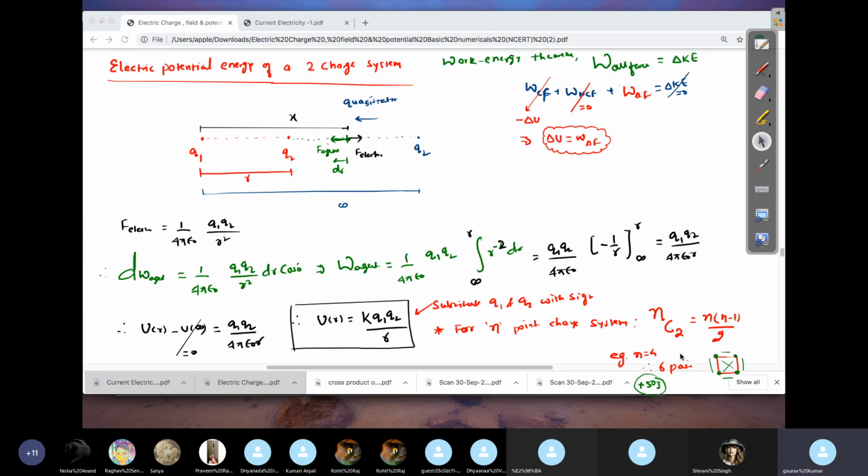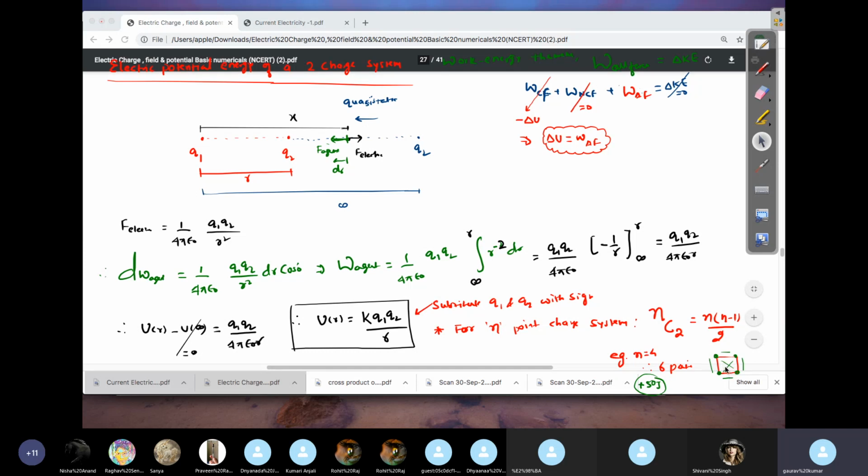For numerical solving, you should always know this concept of nC2. If you are given n system of charges, nC2 will give you the number of pairs. For each pair, you apply kQ1Q2/r and add all of them. That will give you the total energy.